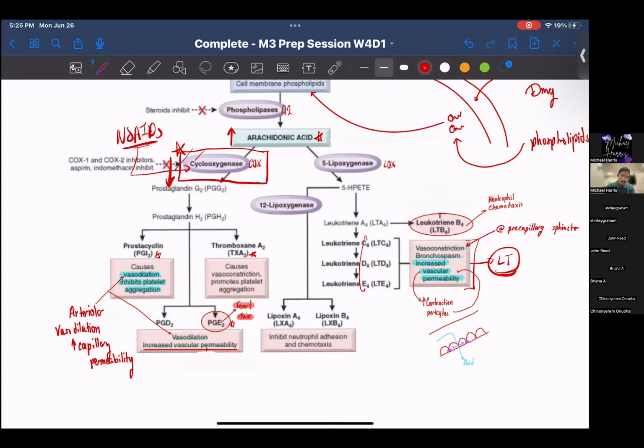So you block it going down this pathway. As a result, what will happen to this pathway? You say that again, Michael? So if you block it going down the cyclooxygenase or the COX pathway, what do you think will happen to the LOX pathway? The arachidonic acid, it would decrease because that pathway is open and it goes that way.